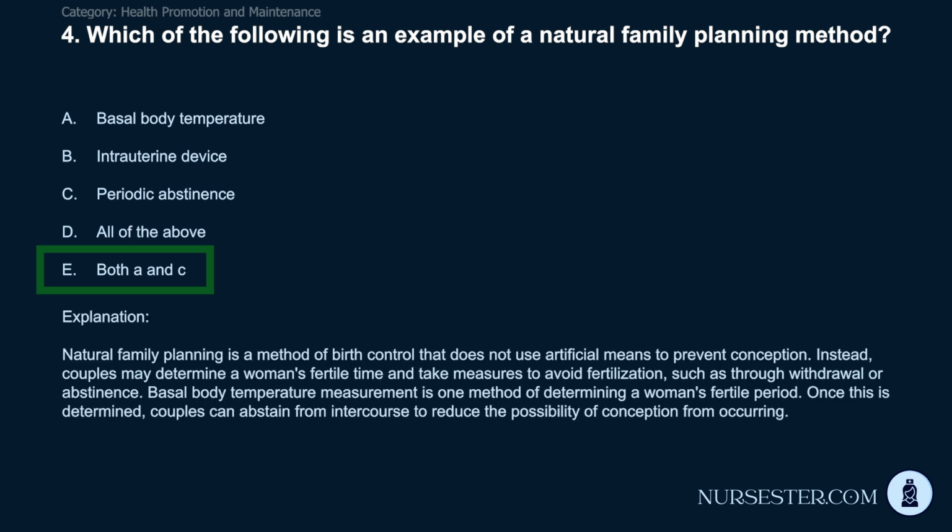Natural family planning is a method of birth control that does not use artificial means to prevent conception. Instead, couples may determine a woman's fertile time and take measures to avoid fertilization, such as through withdrawal or abstinence. Basal body temperature measurement is one method of determining a woman's fertile period. Once this is determined, couples can abstain from intercourse to reduce the possibility of conception from occurring.